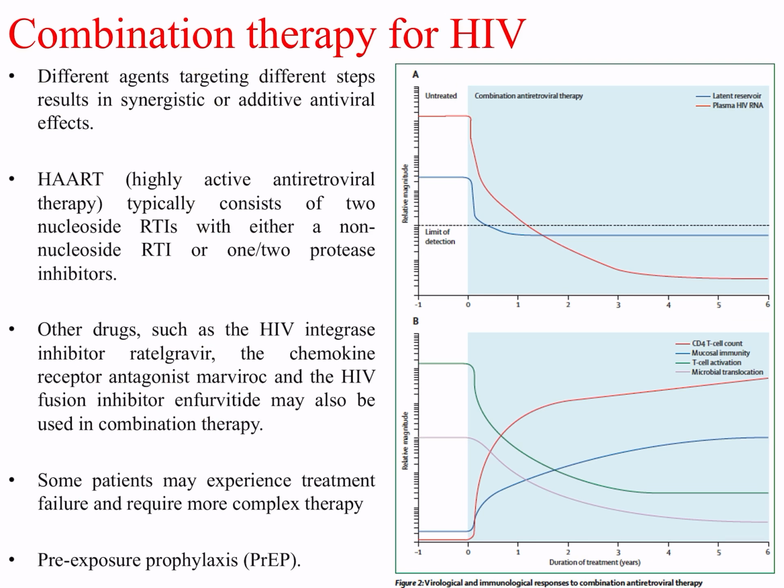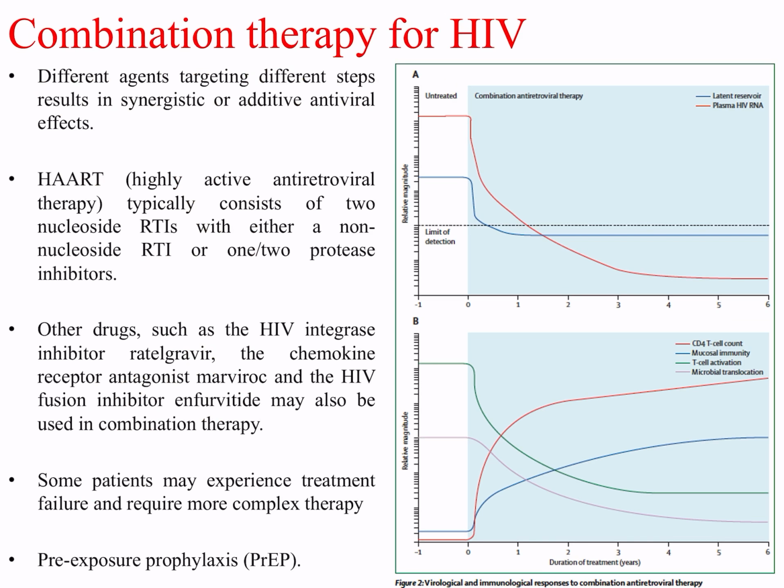It has been known that combination therapy involving different agents targeting different steps in the life cycle of the HIV virus results in synergistic or additive antiviral effects. The results can be seen on the graphs on the right. These show both a reduction in plasma HIV RNA and an increase in CD4 T cell count and T cell activation over many years.